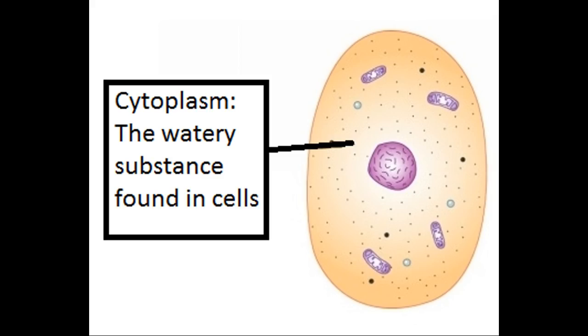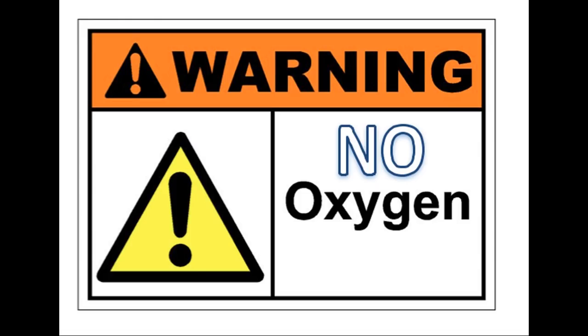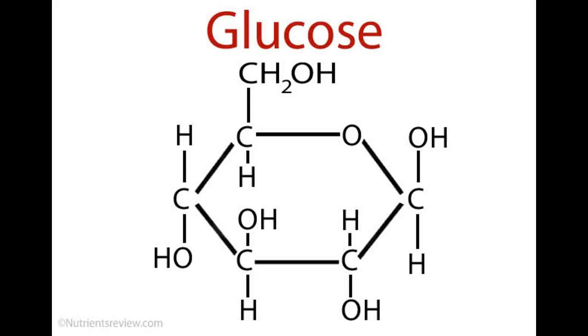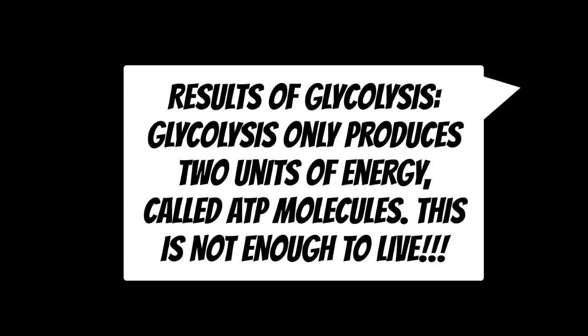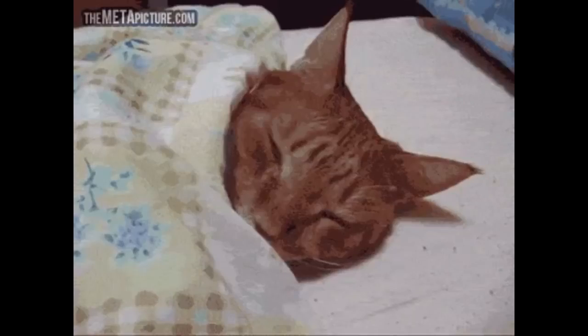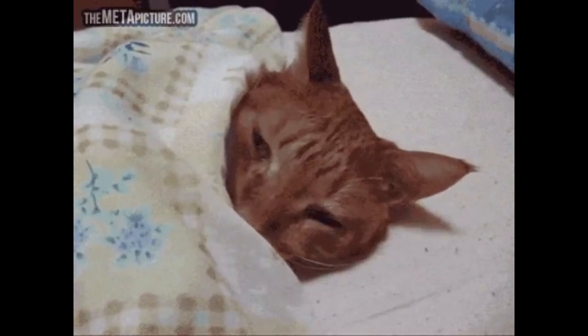The first part of cellular respiration occurs in the cytoplasm, and it doesn't require oxygen. In glycolysis, molecules of glucose are broken down. This results in the production of only 2 molecules of ATP, the chemical energy of all living things. This isn't nearly enough to live. So without enough energy, we move on to the second part of cellular respiration.